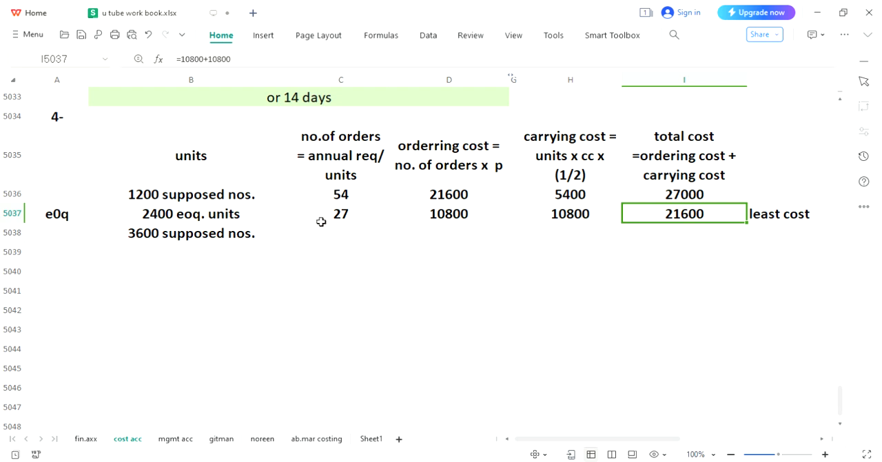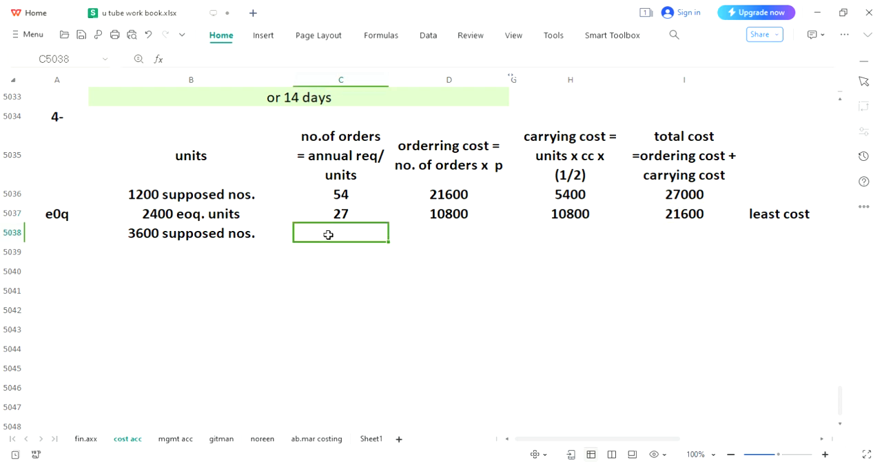When you give fewer units per order, you place fewer orders, so obviously your ordering cost will decrease. Though your carrying cost, when you carry fewer units, your carrying cost would also decrease. Collectively we have just proved it. You will choose 2400 units as the number of units to be ordered.